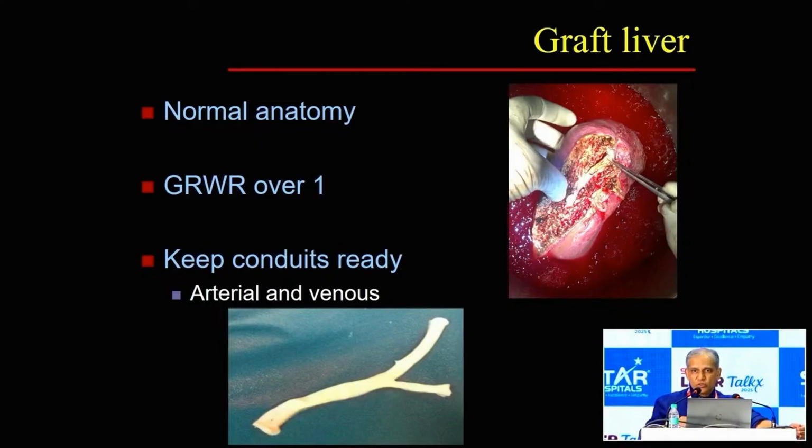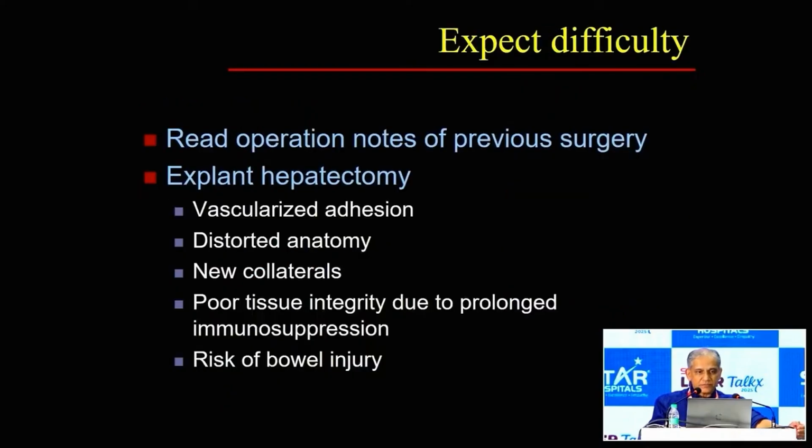Now there are cadaveric donors happening somewhere in the country, so we are always able to get it. Make sure that we get those conduits ready, usually the iliac vein or iliac artery, or sometimes even the superior mesenteric artery is a very good conduit to be used for arteries.